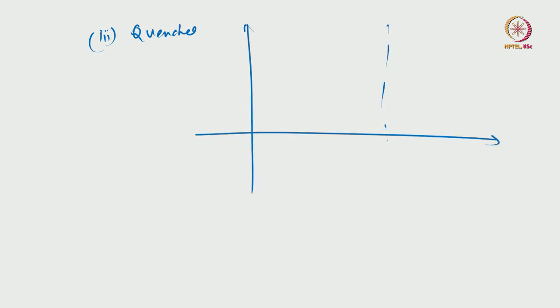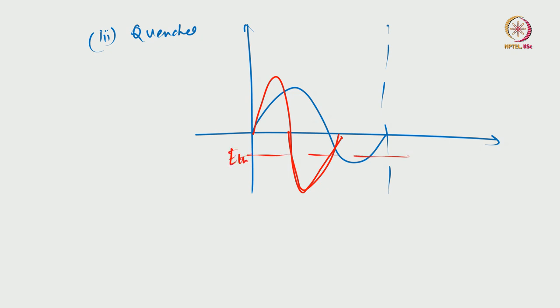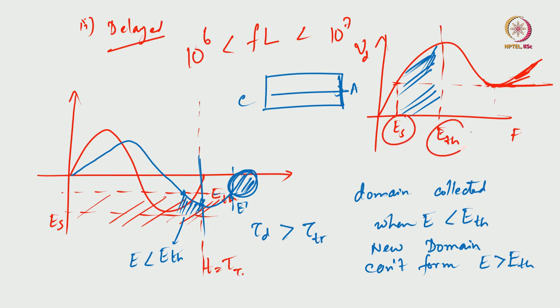Then comes the quenched mode. In the pictorial representation of the quenched mode, the opposite happens. If this is your transit time limited case, I'll take a different color. In quenched mode, you have something like this, and the oscillation period is shorter than the transit time. This is your threshold, and this is, for instance, your ES. If you look at the previous curve, you understand what ES and threshold are here.